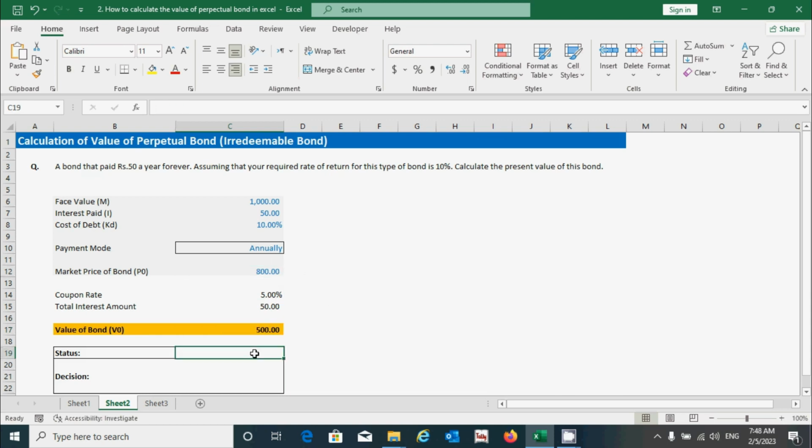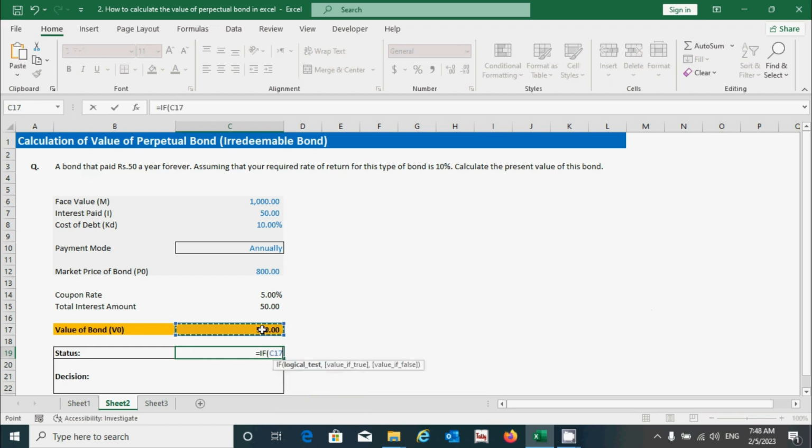Alright, so here I am going to make the function. Press the equal sign, type the IF function, now press the tab and now select this one. If this equals this one, then what will happen? Correctly valued. Similarly, make another condition. If this is greater than this, then what will happen? Yes, overvalued. Otherwise undervalued.